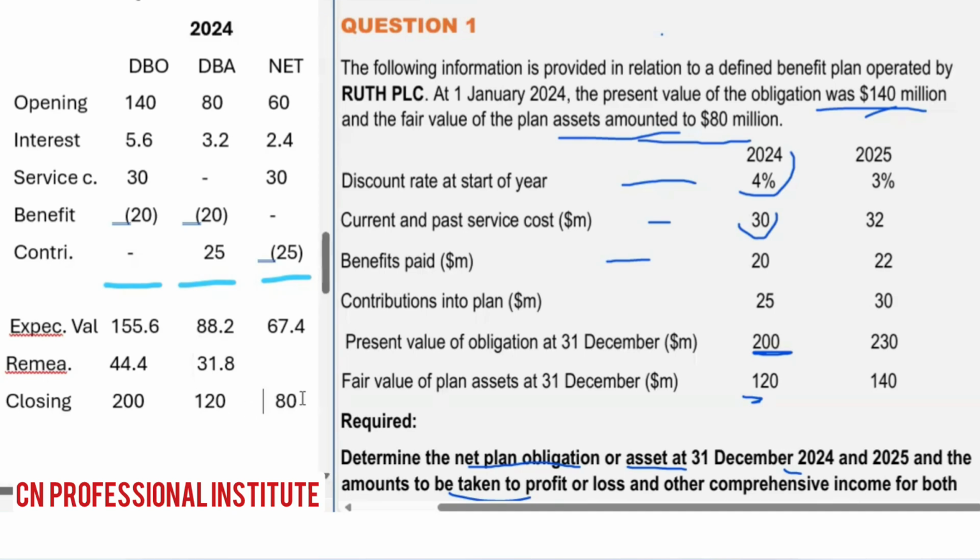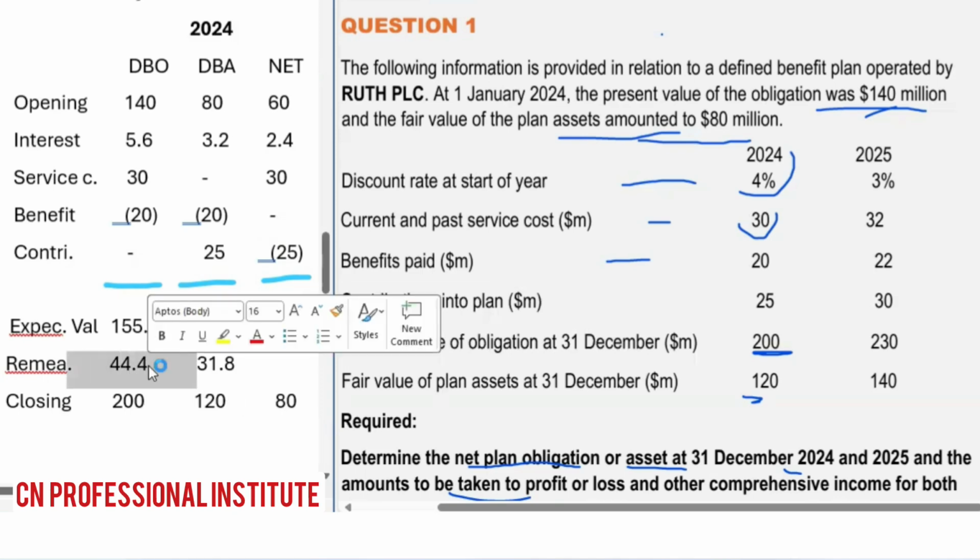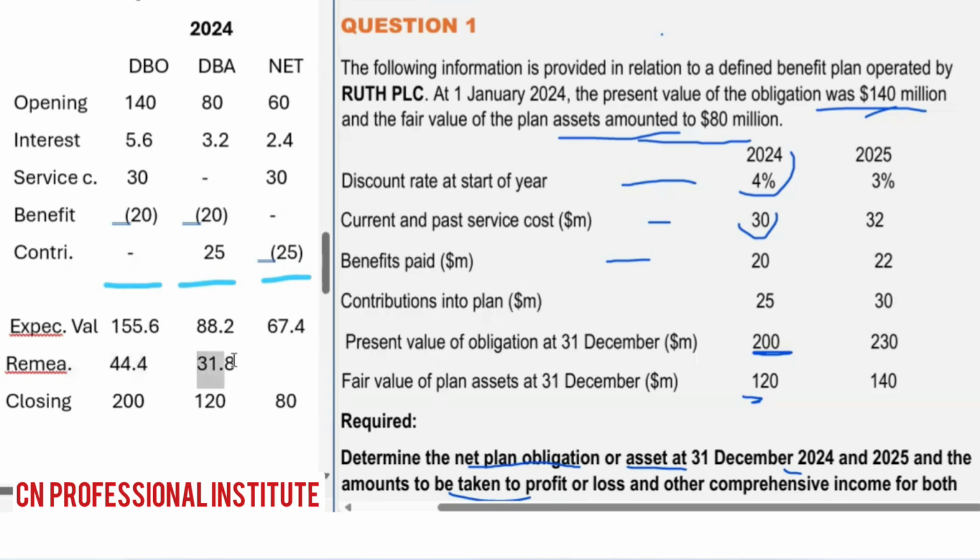And then finally, when you come here, you realize that the remeasurement for the net is supposed to be a loss. Why do we have a loss? This 44 here, we said it's a loss. Liability has gone up, so it's a loss. This 31 is a gain. But the loss is more than the gain. So we expect a net loss, right? A net loss of what? 12.6. A net loss of 12.6.